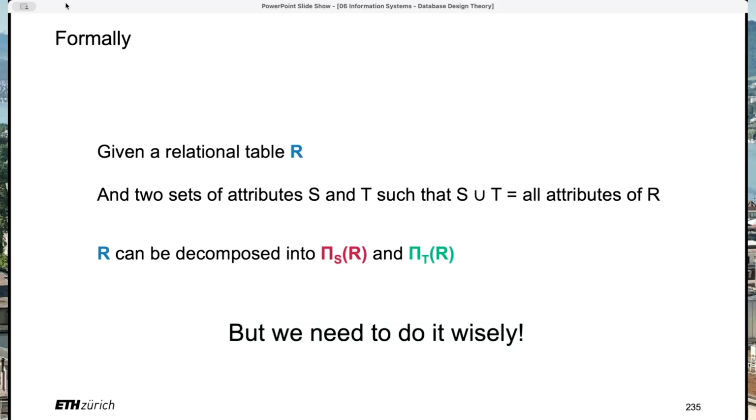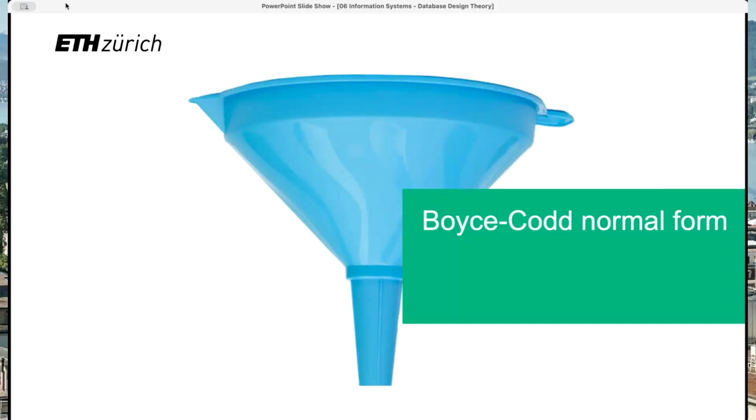But we need to do it wisely, because I could just pick sets of attributes a bit randomly and decompose, and that's it. But that's not how it works. Who could maybe guess one of the criteria under which this is a good decomposition? What should it fulfill? Otherwise, I just continue and I will tell you on the way. I just want to see if somebody spots that already. Can you guess what condition there should be between R, pi S of R, and pi T of R? On Zoom, nobody? All right. I will tell you that. We'll see. But we just do it step by step.